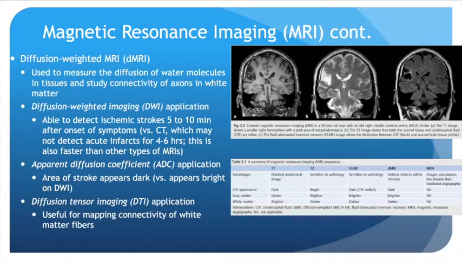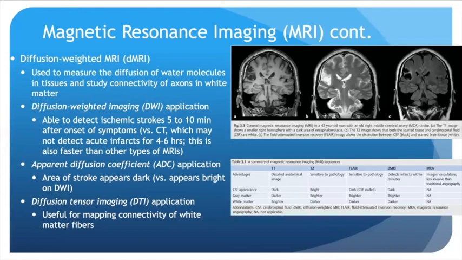Okay, diffusion weighted MRI. This is used to measure the diffusion of water molecules in tissues and study the connectivity of axons and white matter. There are a few different applications: diffusion weighted imaging, apparent diffusion coefficient, and diffusion tensor imaging. And these all have their own particular idiosyncrasies and uses.